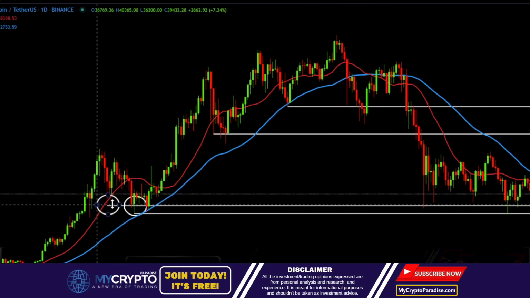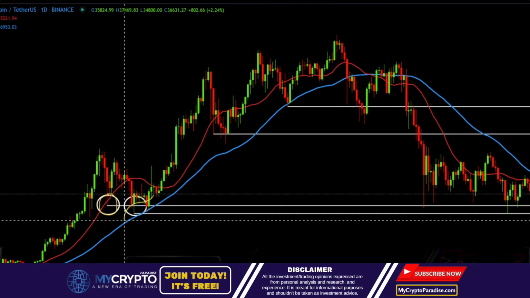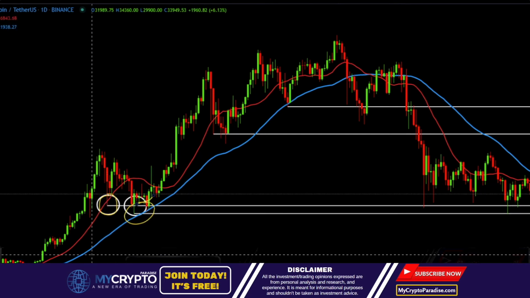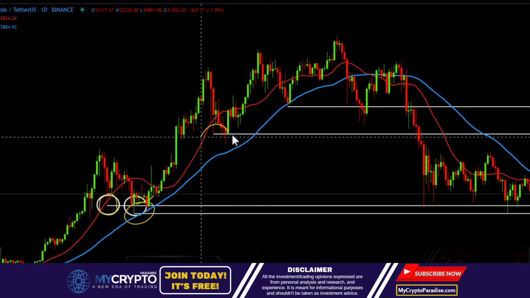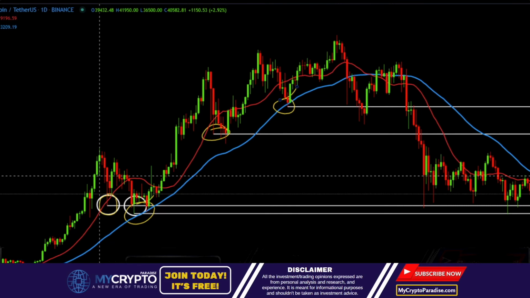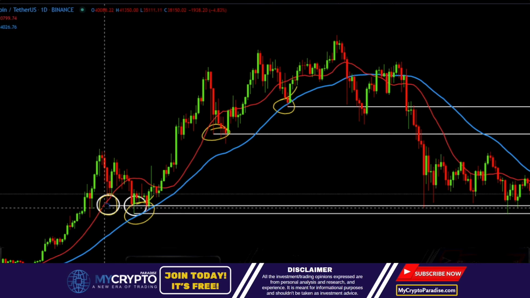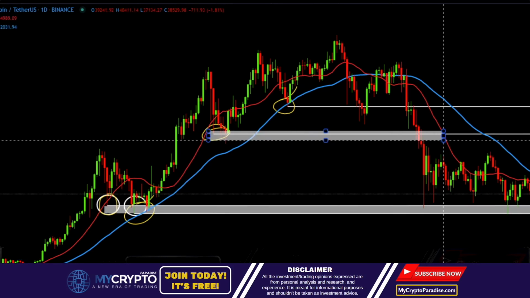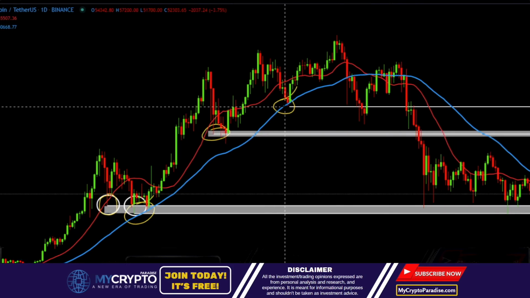In this example, we have the 20 and 50 moving averages. As we can see, we had a bounce first off the 20 moving average, and then a bounce off the 50 moving average. Then again, we had a bounce off the 20 moving average. The next bounce was off the 50 moving average. And if we look at what has happened to these price areas, we can see that they acted as either support or resistance.